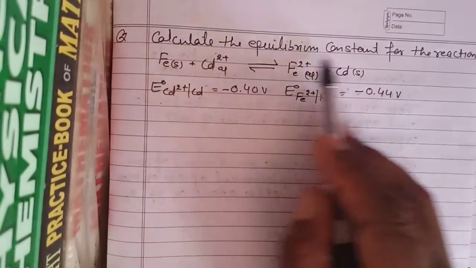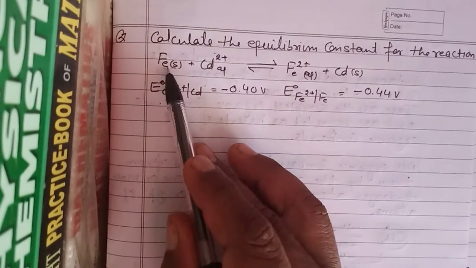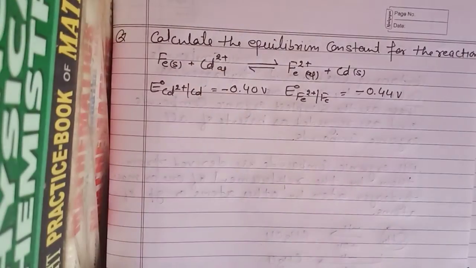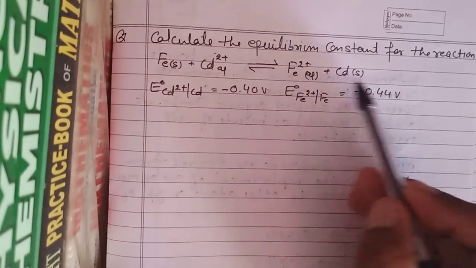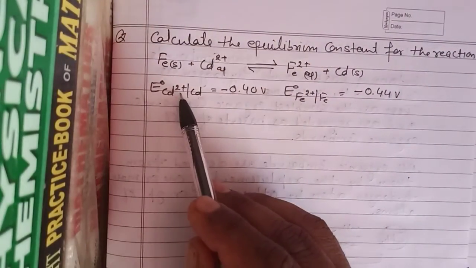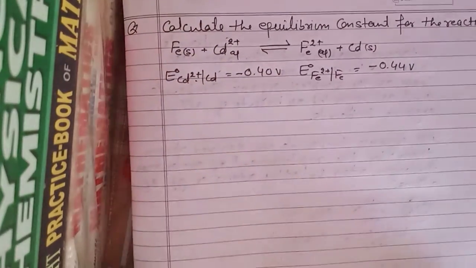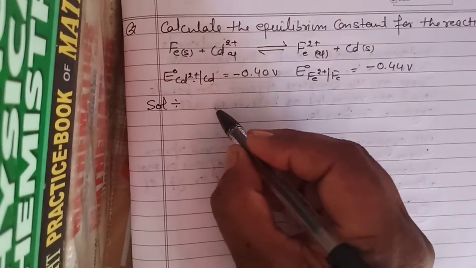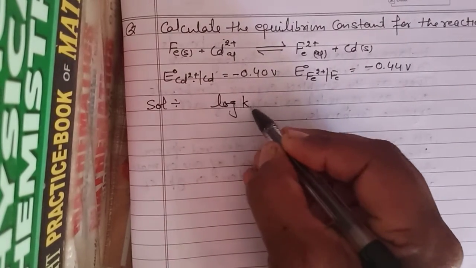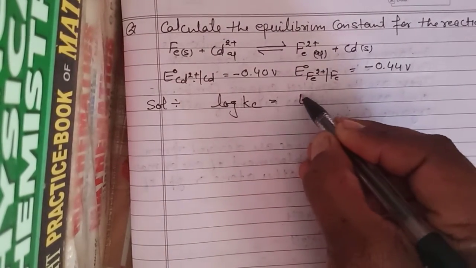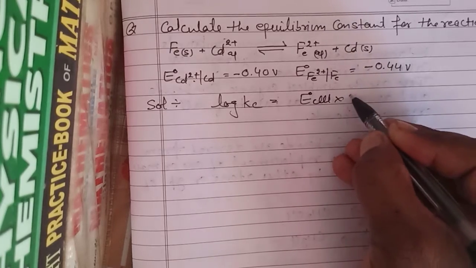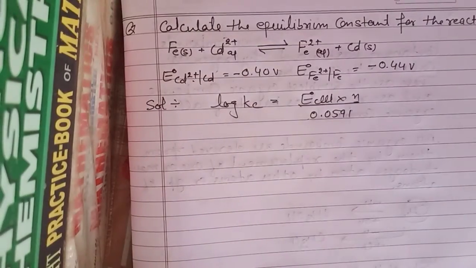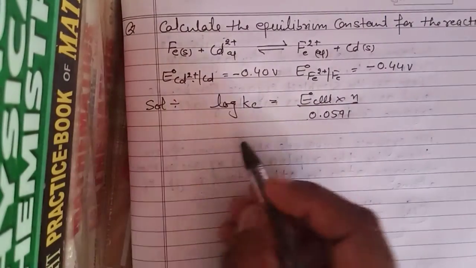One more numerical. Second one: calculate the equilibrium constant for the reaction Fe solid plus Cd2+ aqueous converted into Fe2+ aqueous plus Cd. The standard electrode potentials of these are given. So we know from the Nernst equation that log Kc is equal to E naught cell into n upon 0.0591.